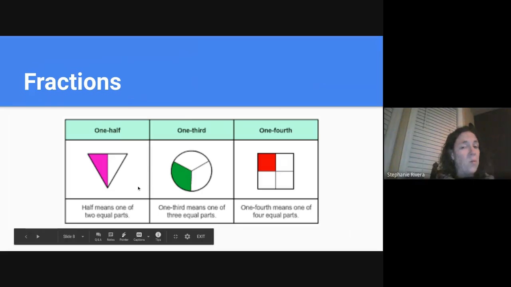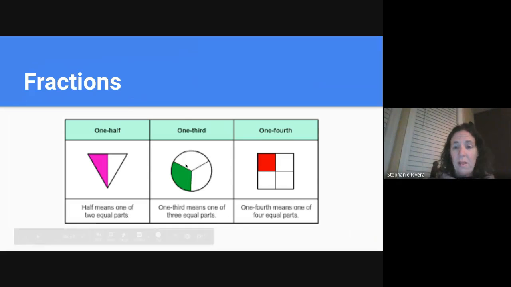Okay, now there's one fraction on here that we have not talked about, and this shape is cut into how many pieces? You're right. This shape is cut into 3 pieces, and we call those thirds. These are all equal parts. This shape is 1/3.